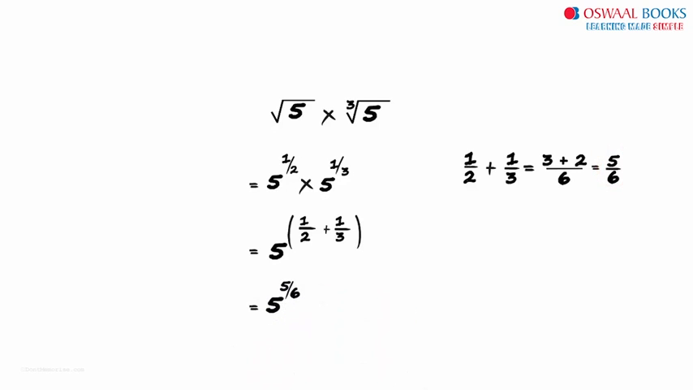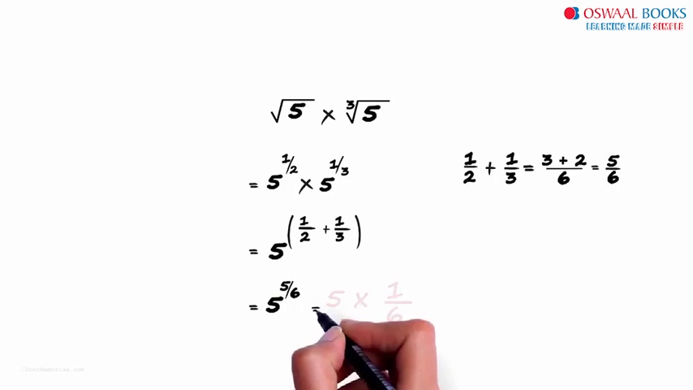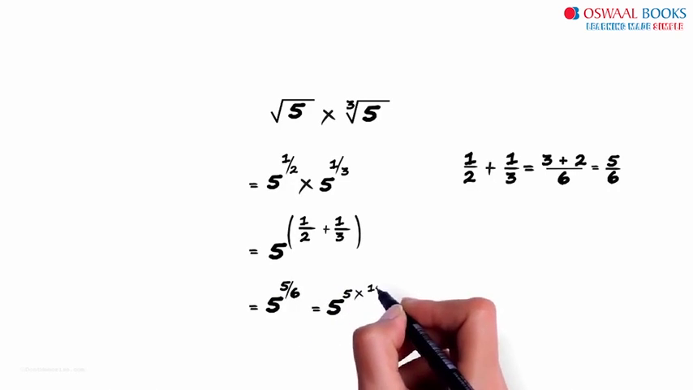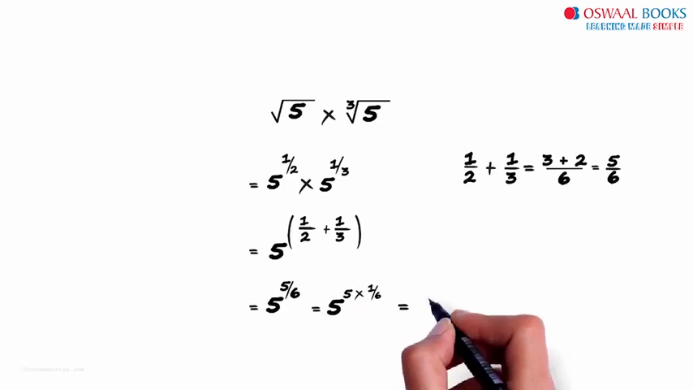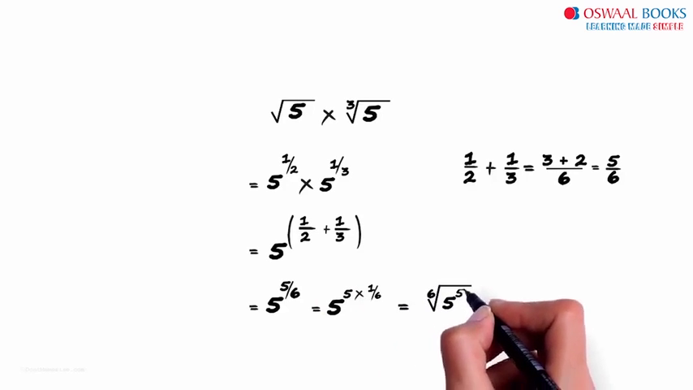Now it gets interesting. How do we write this in radical form? Here's the trick. 5 by 6 can be written as 5 multiplied by 1 by 6. So this can be written as 5 raised to 5 multiplied by 1 by 6. Now you should get the hint. Consider 5 raised to 5 as one number. Yes, raised to 1 by 6 actually means we are looking at the 6th root of this number. So this can be written as 6th root of 5 raised to 5.